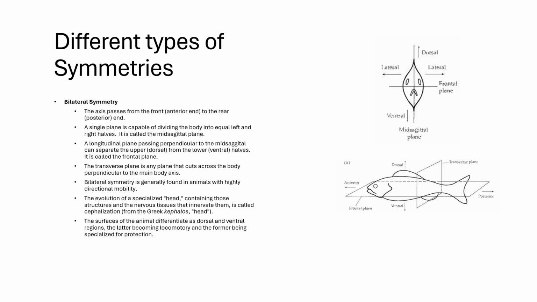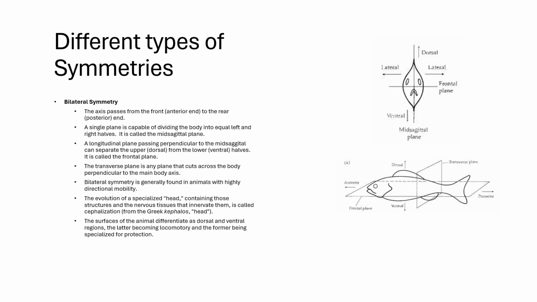A longitudinal plane passing perpendicular to the mid-sagittal can separate the upper and the lower ventral halves. So again in the above diagram, you can see the frontal plane divides the organism into upper and lower halves, although the upper and lower halves might not be equal. The transverse plane is any plane that cuts across the body perpendicular to the main body axis, and generally transverse sections are cut to be studied in experiments.